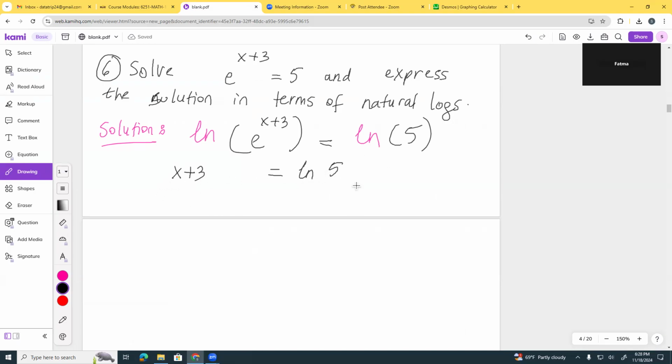Now, is x alone? The only thing bothering the x is plus 3. So if you subtract 3 on both sides, x will be equal to ln 5 minus 3, and this will be the expected answer for this question. This is what leave your answer with natural logs means. Even though ln 5 is a decimal number, we're not going to find its value. We're just going to leave it as ln 5 minus 3 as the x's value in this problem.